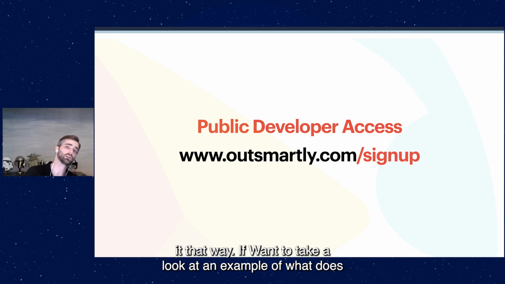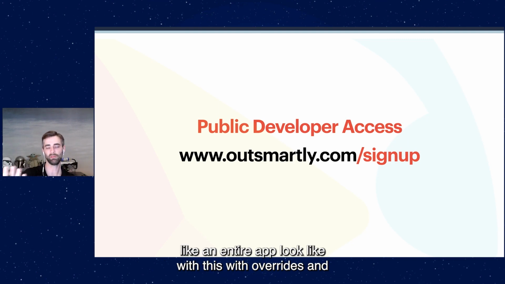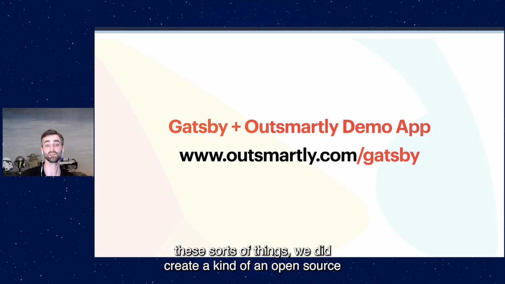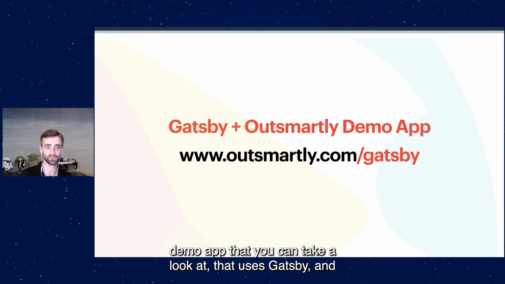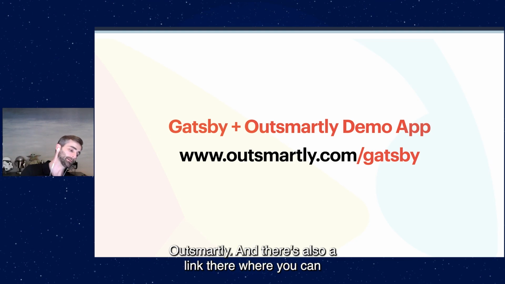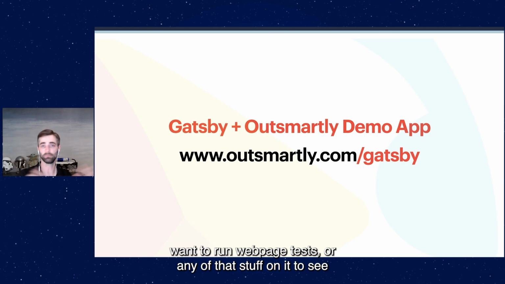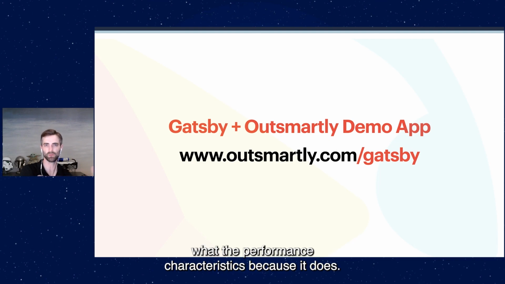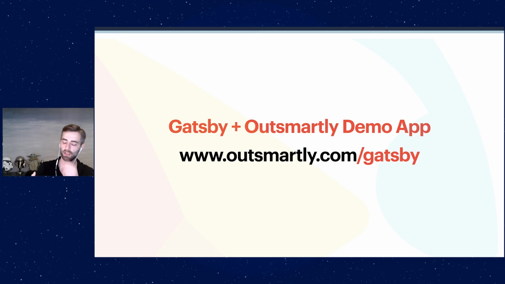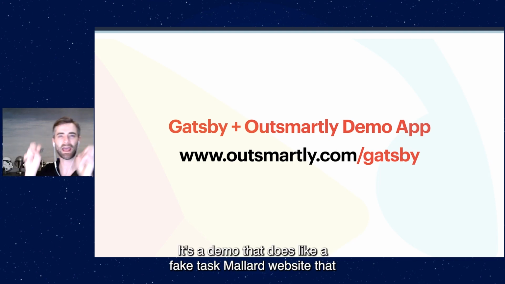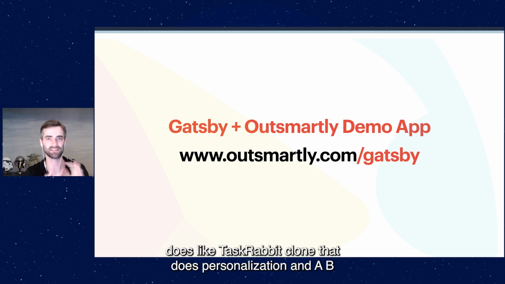If you want to take a look at what an entire app looks like with overrides and these sorts of things, we created an open source demo app that uses Gatsby and Outsmartly. There's also a link where you can view it live. And if you want to run Lighthouse or web page tests on it, you can see the performance characteristics. It's a fake Task Mallard website, like a TaskRabbit clone, that does personalization and A/B testing.